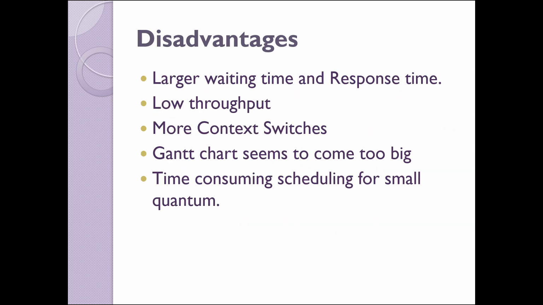The disadvantages are larger waiting time and response time, it has low throughput, and there are more context switches, and the Gantt chart becomes too big. Scheduling is time consuming for a small quantum.